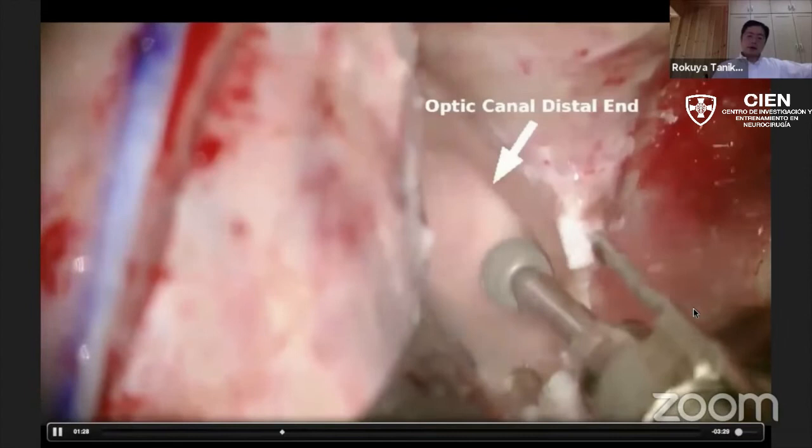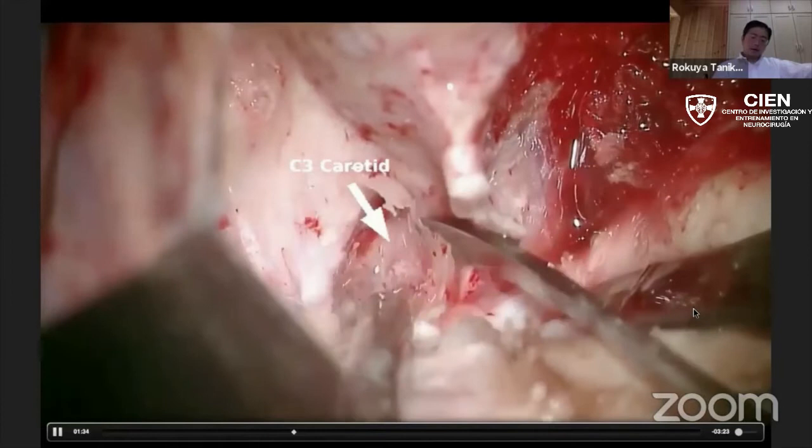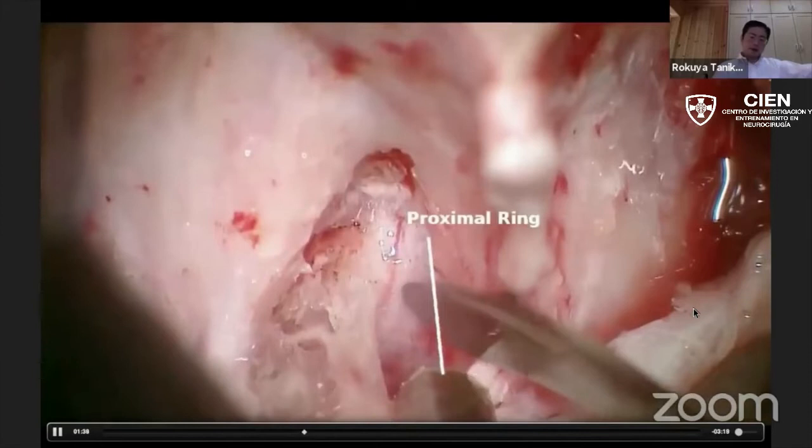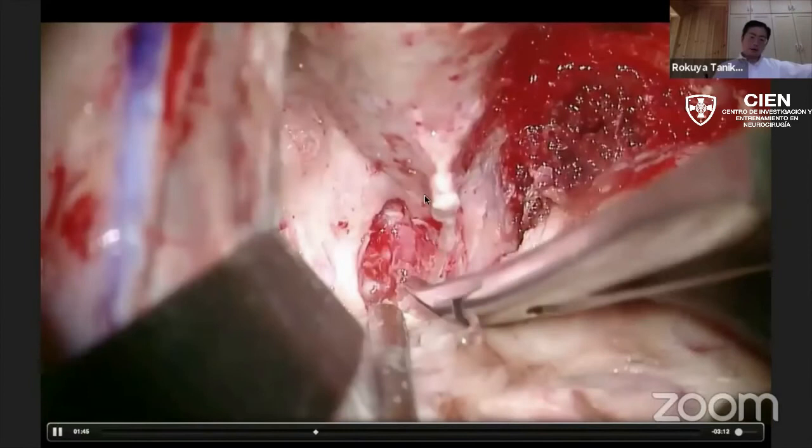And then the remaining apex of the anterior clinoid process can be detached carefully. You can see here is the third nerve, the oculomotor nerve, right here. Here is the proximal ring.